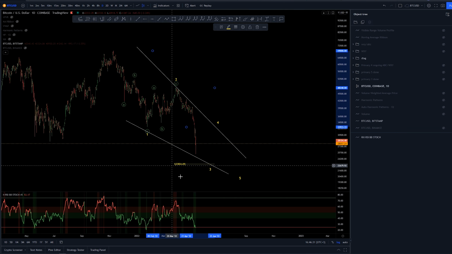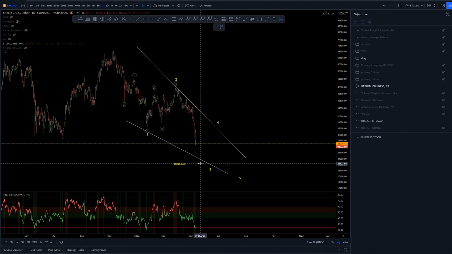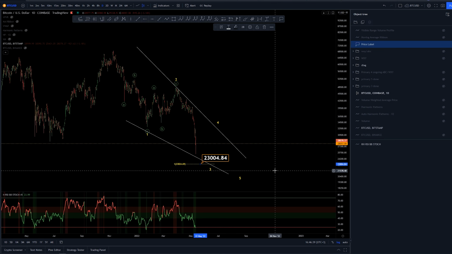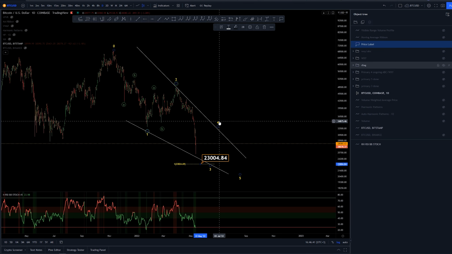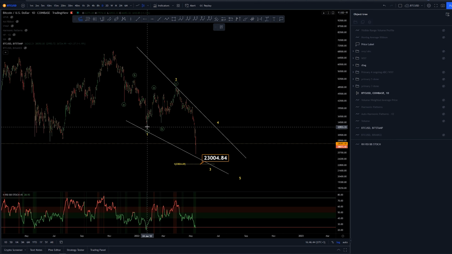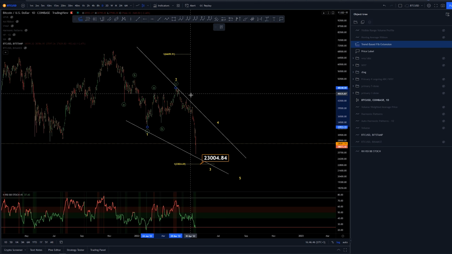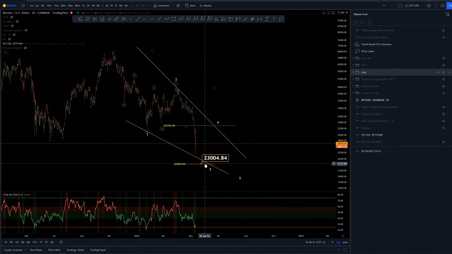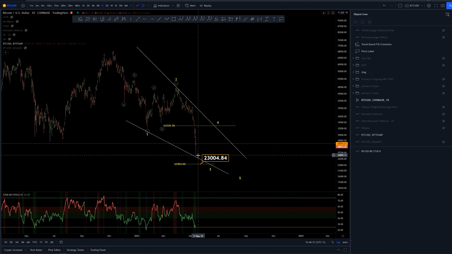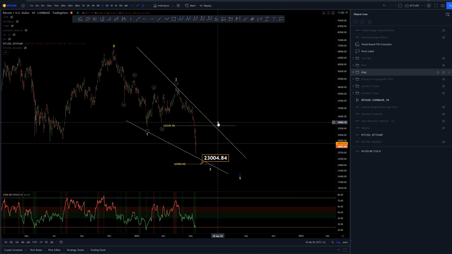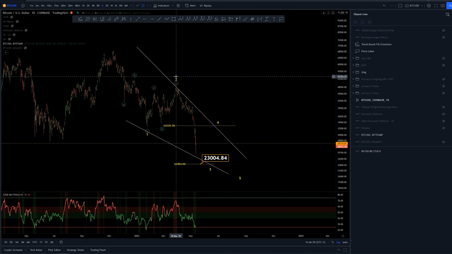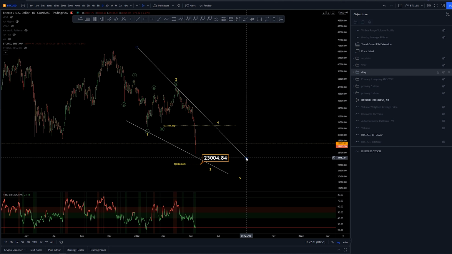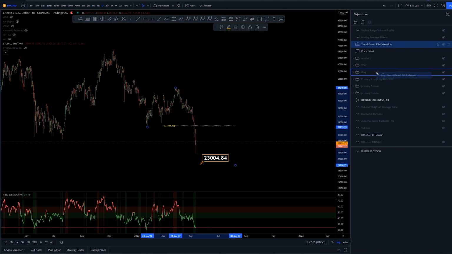One-to-one extension of the first wave is coming up here at 23k. So if we are going to get below this 23k level, the wave 4 needs to be larger than wave 2. And basically if we fall short of this 23k target, then the wave 4 can be smaller than wave 2 for a contracting diagonal. Let's put these here.